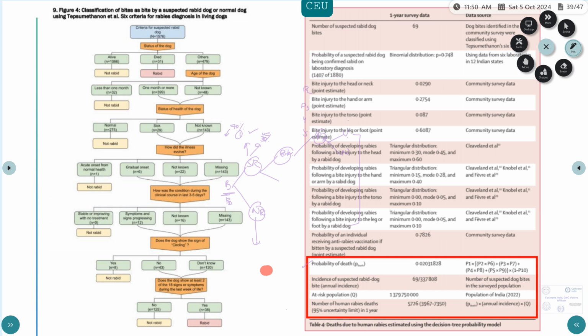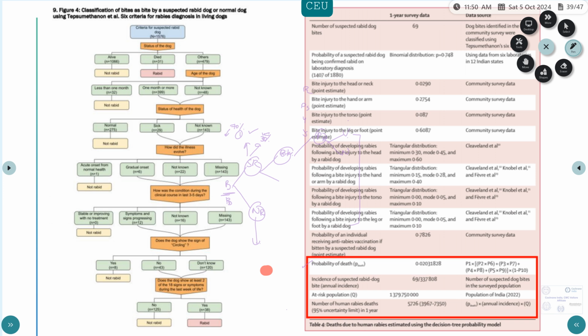How did the illness evolve? How was the condition during the clinical course, if they could see? Does the dog show signs of suckling, which is an indication of rabies in them? And does the dog show at least 2 of the 18 signs and symptoms determined before?